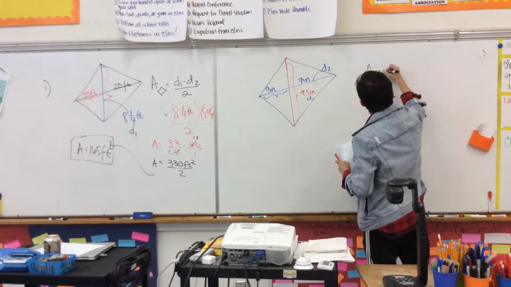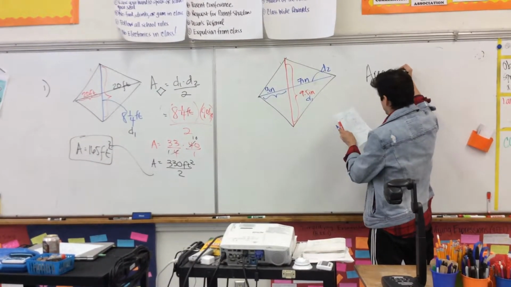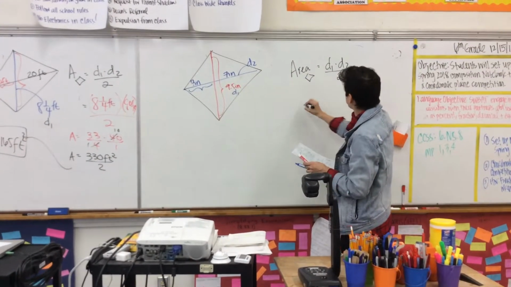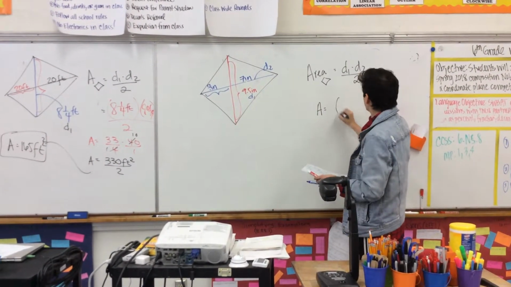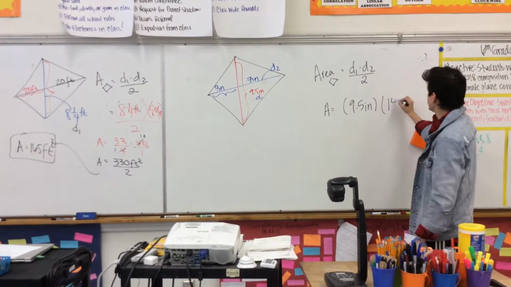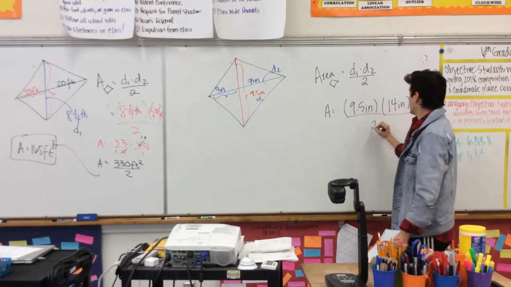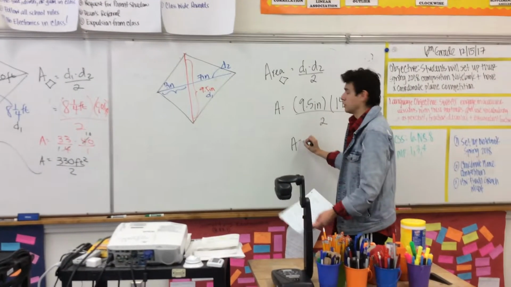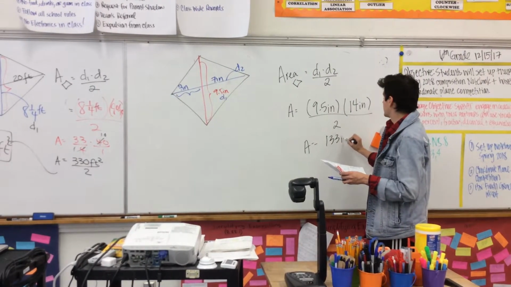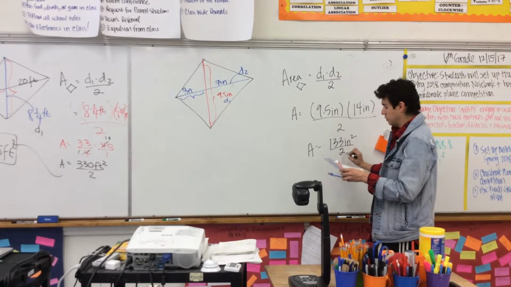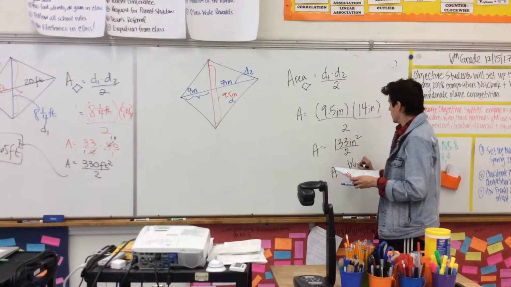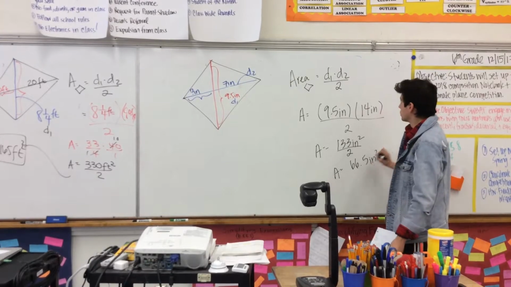Area of a little rhombus is equal to diagonal 1 times diagonal 2 over 2. Area equals 9.5 inches times 14 inches divided by 2. Therefore, I'm using a calculator. I have everything calculated out. This is 133 inches squared divided by 2. So your final answer should be equal to 66.5 inches squared.